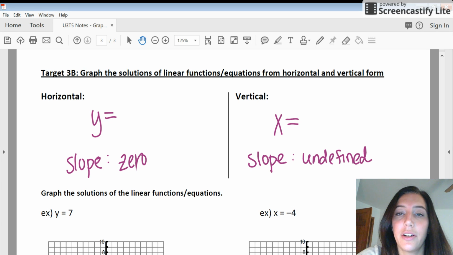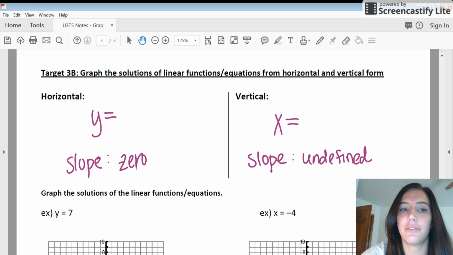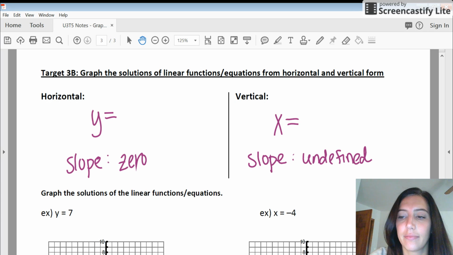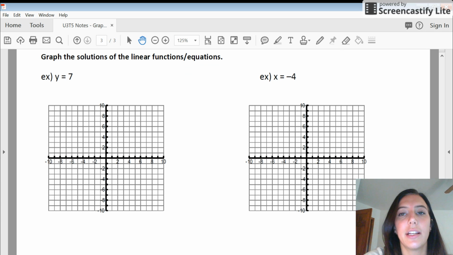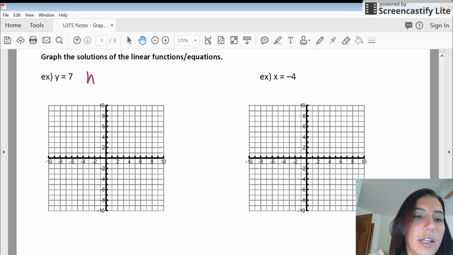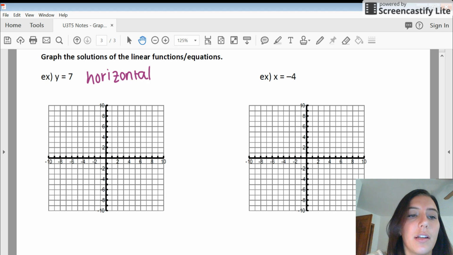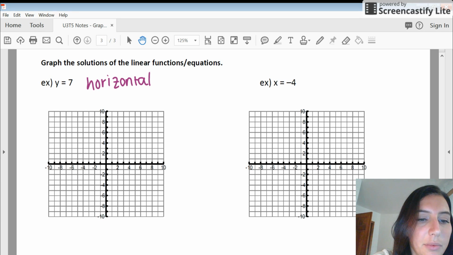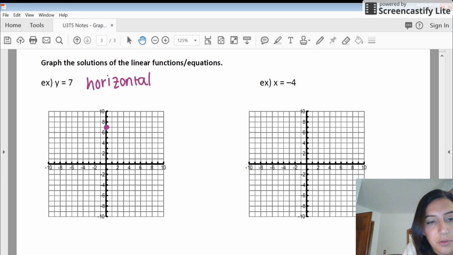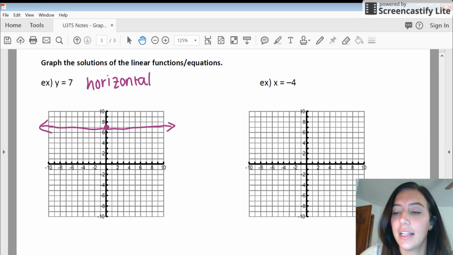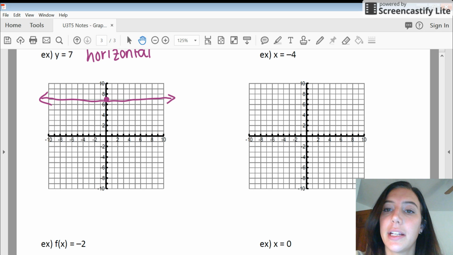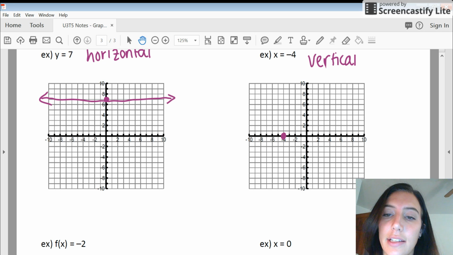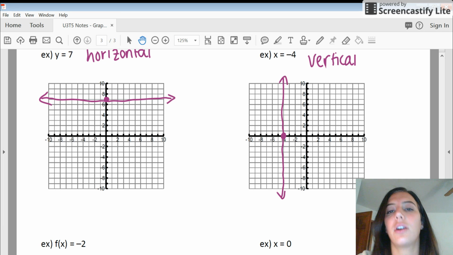So all we need to do is tell whether our equation is going to be x equals or y equals. If it's an x equals equation, it will be a vertical line. If it's a y equals equation, horizontal line. So we have y equals 7. That means we are going to have a horizontal line because our slope is 0 at y equals 7. So here's y equals 7, and then we draw a horizontal line through that point. That's it. Let's try vertical form. We have x equals -4. That will be a vertical line. So we go to -4 on the x-axis and then draw in our vertical line where x is always -4.